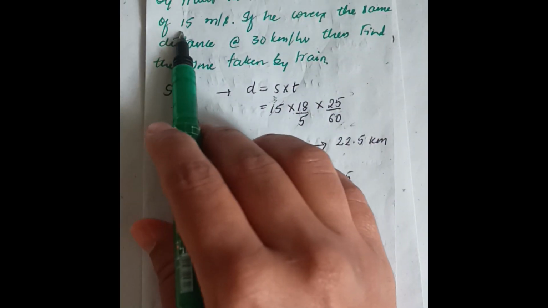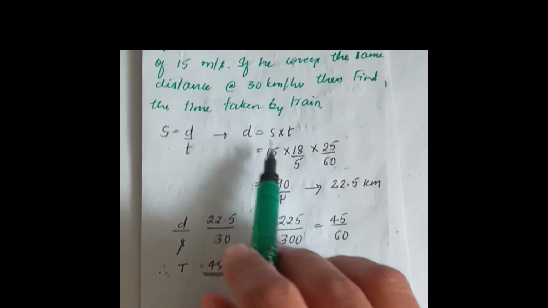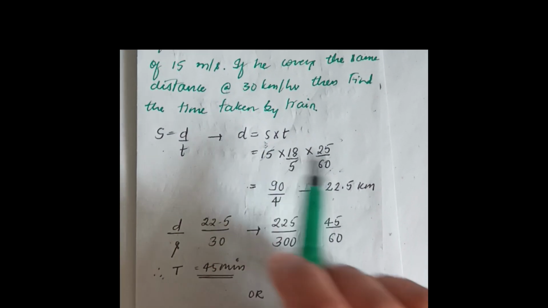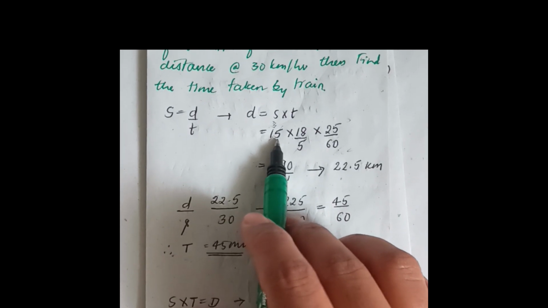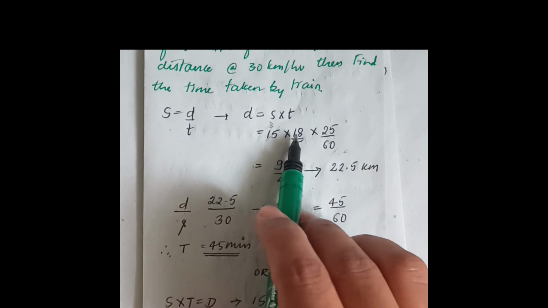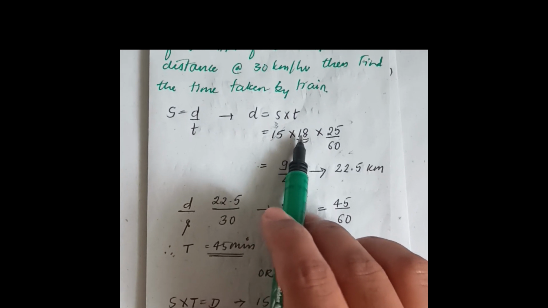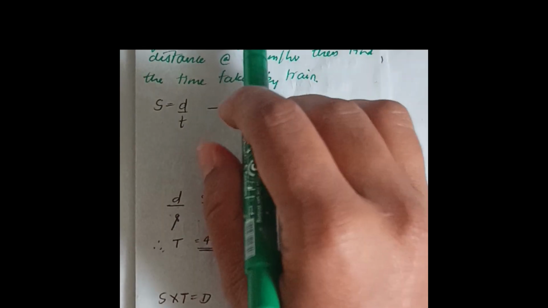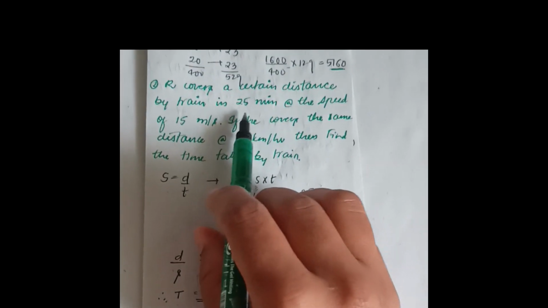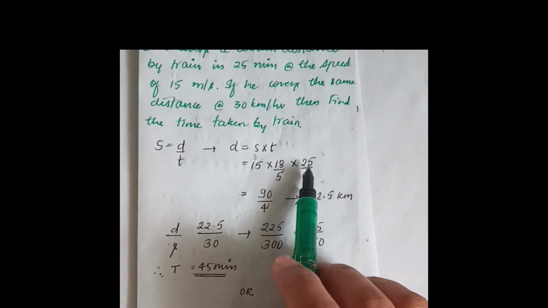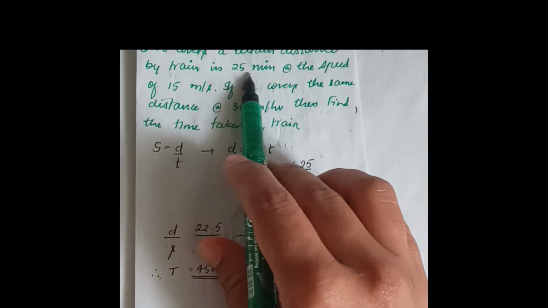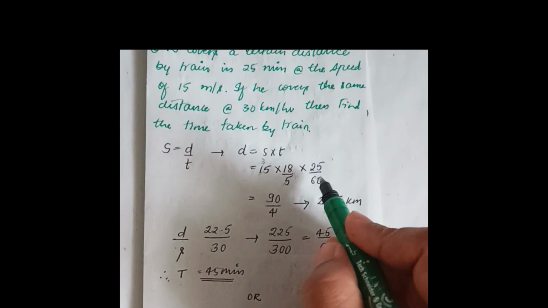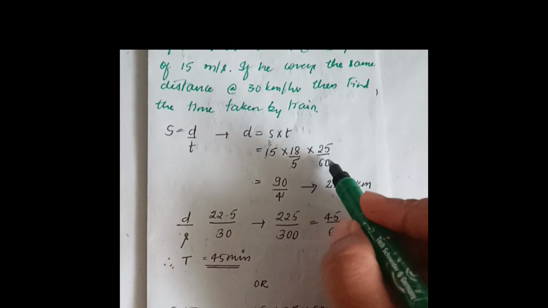In the question they had given 15 meter per second as speed, so I have written 15. Since this is in meter per second, I will convert this to kilometer per hour, so I am multiplying by 18 by 5 here. Then for time, I have written 25 because in the question they had mentioned 25 minutes. I want to convert this 25 minutes into hours, so I am dividing it by 60.